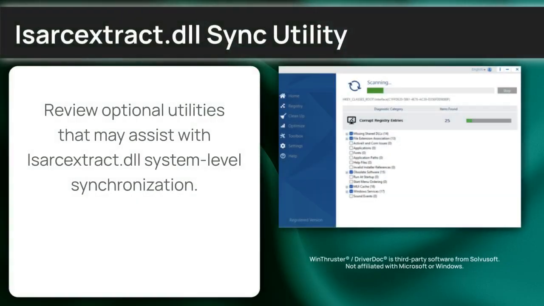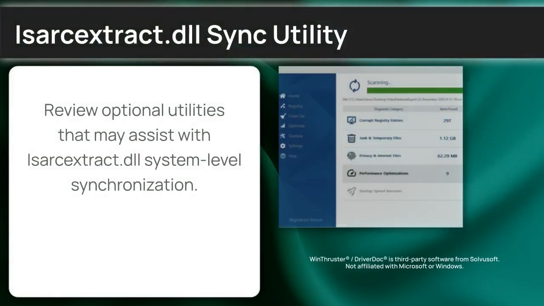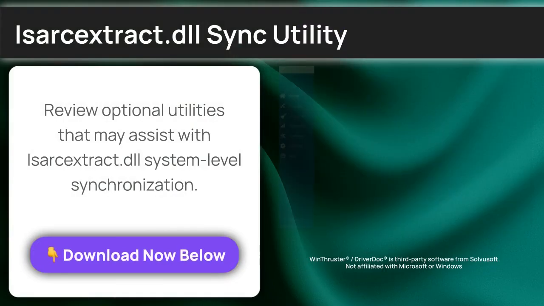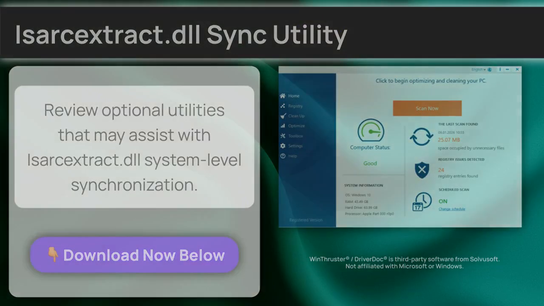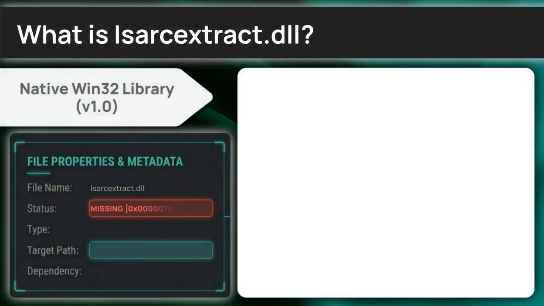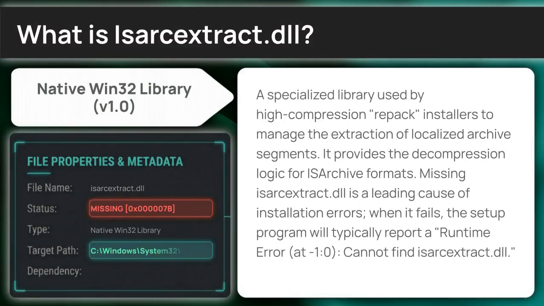To start fixing Isarcextract manually, note that an official maintenance resource is also available to support system stability. This is the Isarcextract, a specialized library used by high-compression repack installers to manage the extraction of localized archive segments. It provides the decompression logic for ISArchive formats. Missing Isarcextract.dll is a leading cause of installation errors. When it fails, the setup program will typically report a runtime error at 120, cannot find Isarcextract.dll.